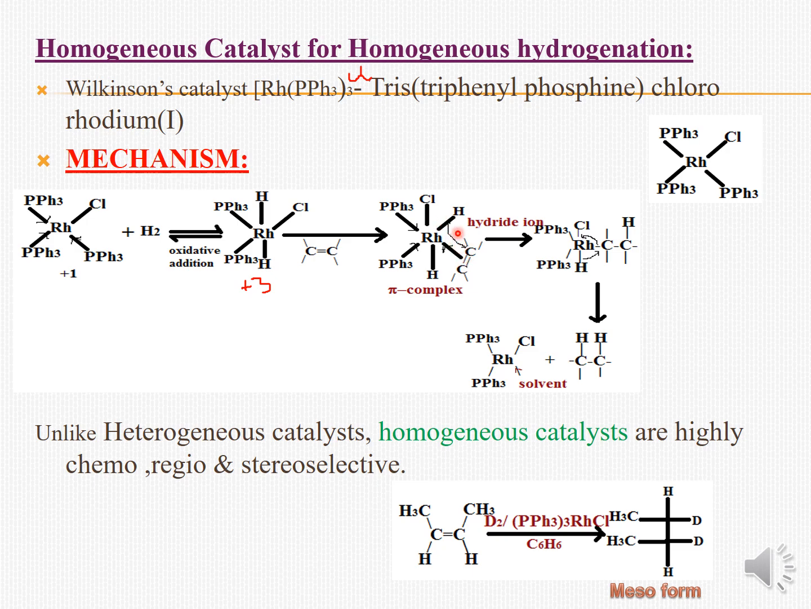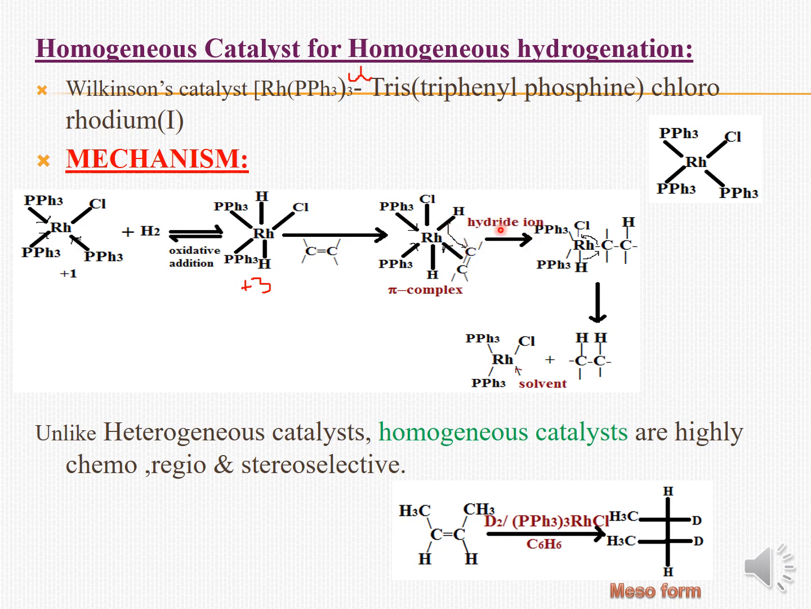And after the addition of the alkenes, there is a formation of the pi complex between the metal and the alkene. So you will show it over here. This is your pi complex. Next, within the molecule the reaction is taking place.